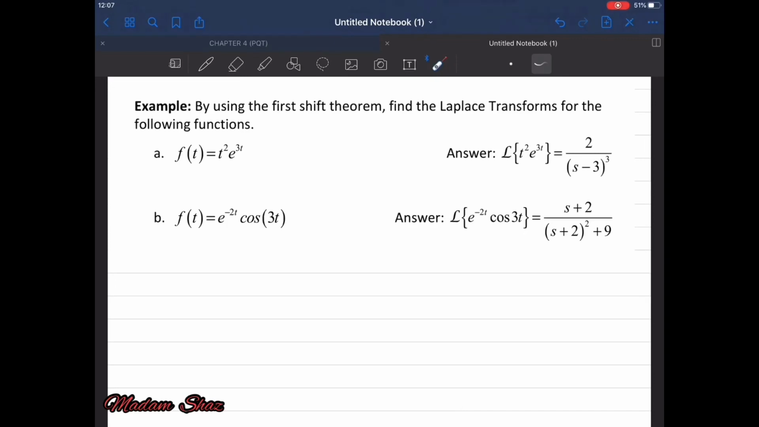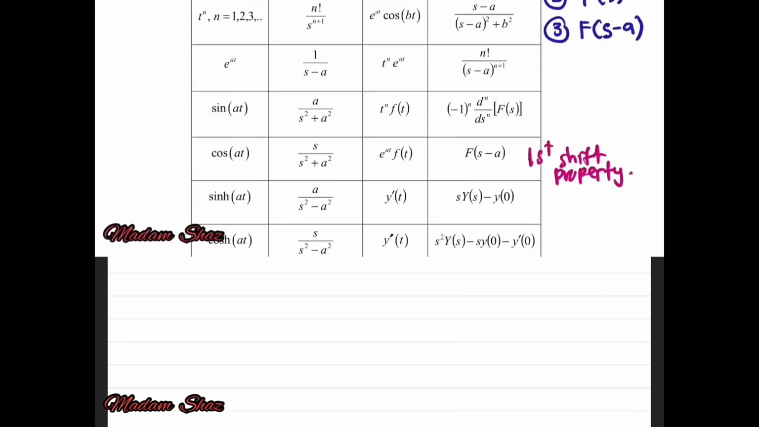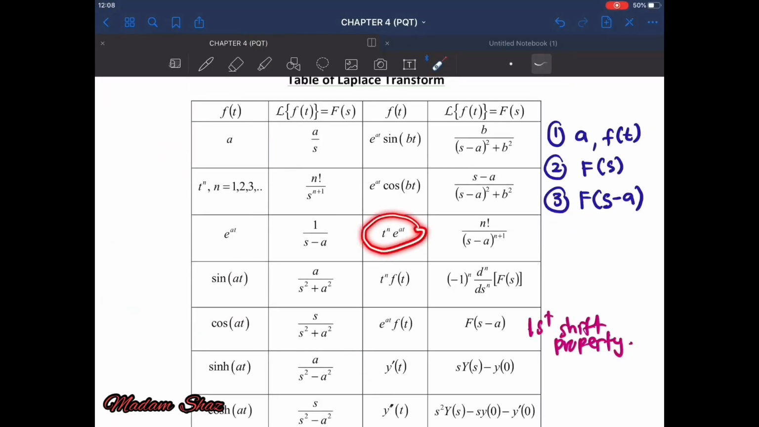So let us try to solve this example by using the first shift theorem. Find the Laplace transform for the following function. It is already stated in the question by using the first shift theorem. Example A: f(t) is equal to t to the power of 2 times e^(3t). If you refer back to the table, the exponent e^(at) multiplied with t to the power of n is already in the table, whereby the answer will become n factorial over (s minus a) to the power of n plus 1. But now we want to solve that question by using the first shift.